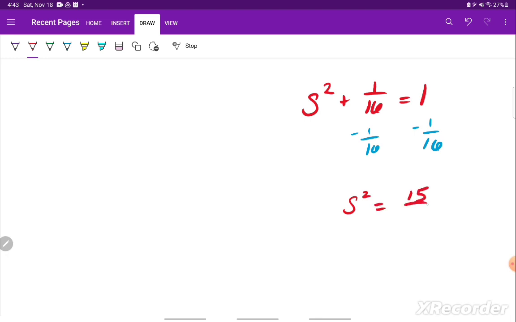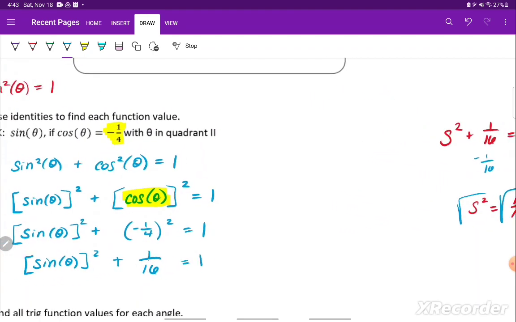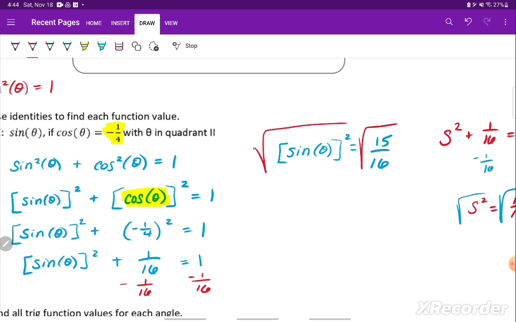That'll give us 15/16, and then we're going to want to take the square root of both sides. That's the exact same algebraic process we're going to want to take with this trig equation. All right, so let's subtract that 1/16 from both sides. That gives us sine of theta squared equal to 15/16. And then we'll do square root property.